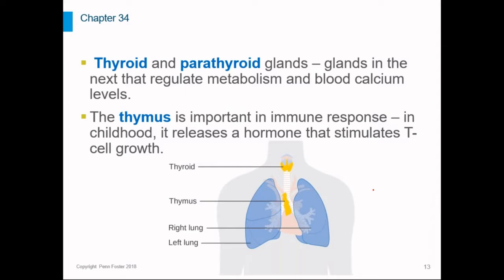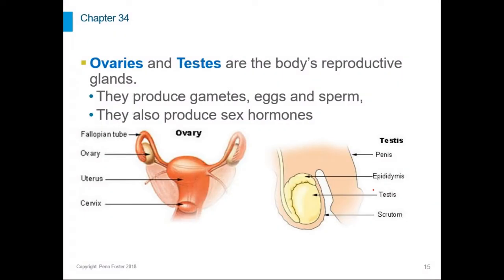The thyroid and parathyroid glands are glands that regulate metabolism and blood calcium levels. And the thymus is important in immune response. In childhood, it releases a hormone that stimulates T cell growth. Ovaries and testes are the body's reproductive glands. They produce gametes, eggs, and sperm, and they also produce the sex hormones.